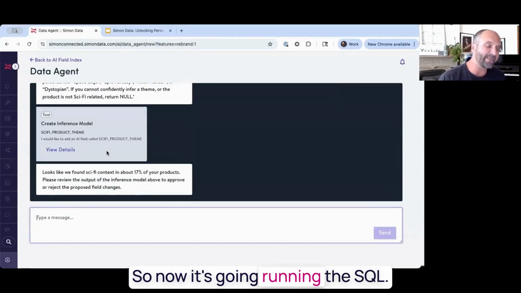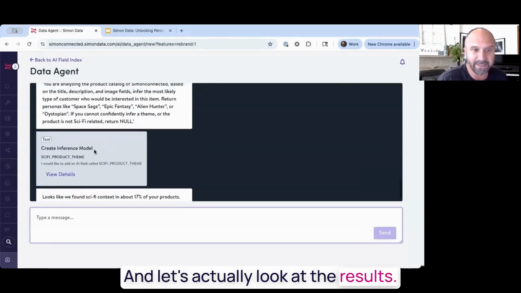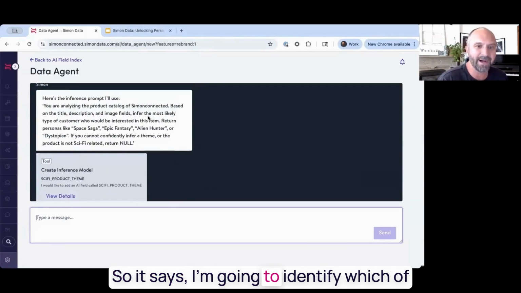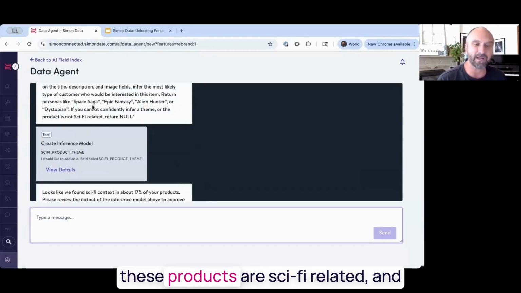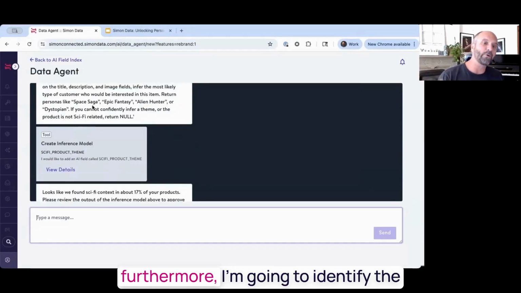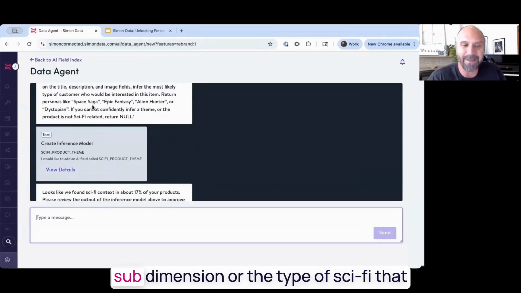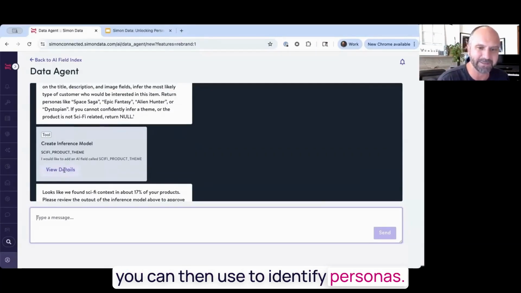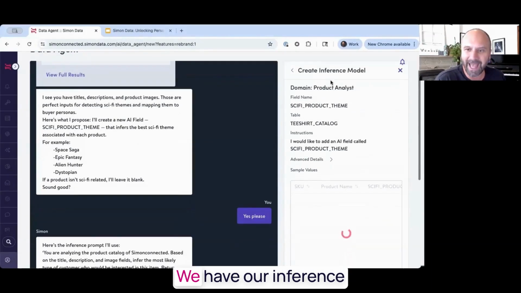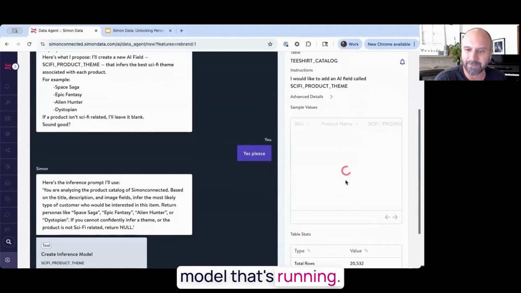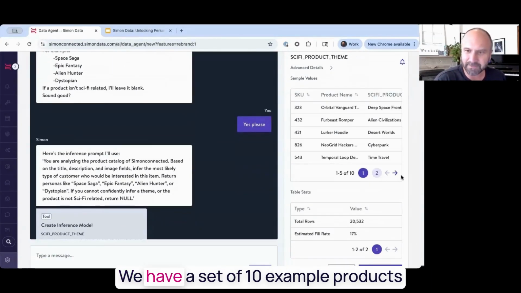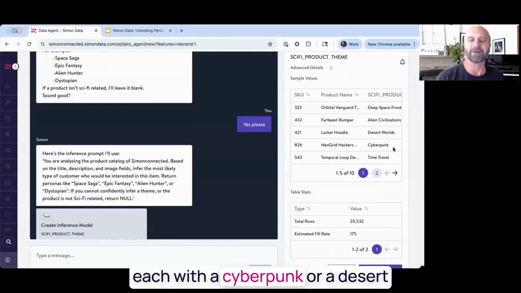So now it's running the SQL, and let's actually look at the results. It says, I'm going to identify which of these products are sci-fi related. And furthermore, I'm going to identify the subdimension, or the type of sci-fi, that you can then use to identify personas. So let's go look at the results. Here we have our inference model. It's running.